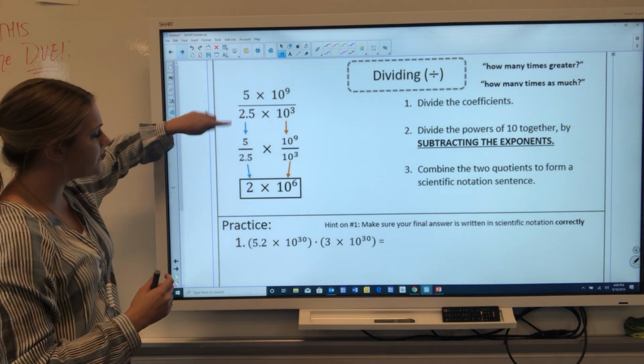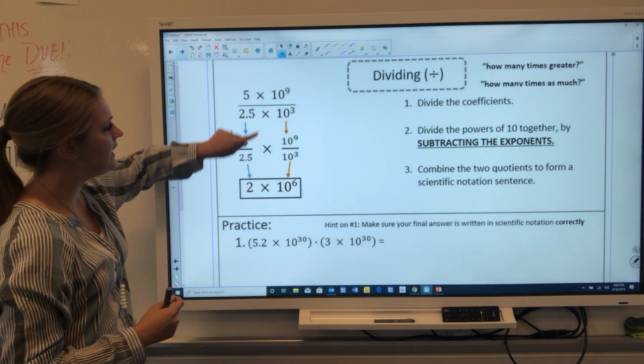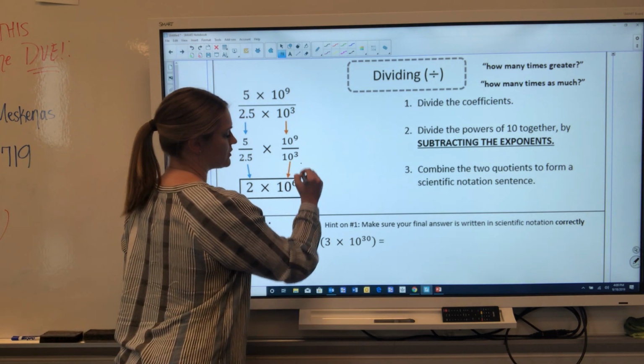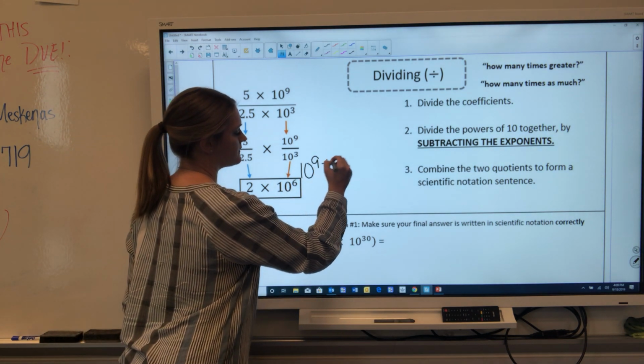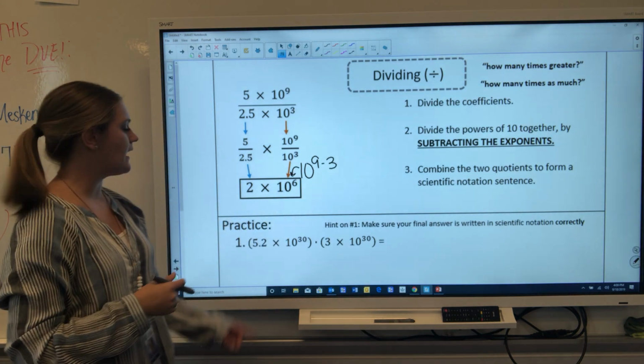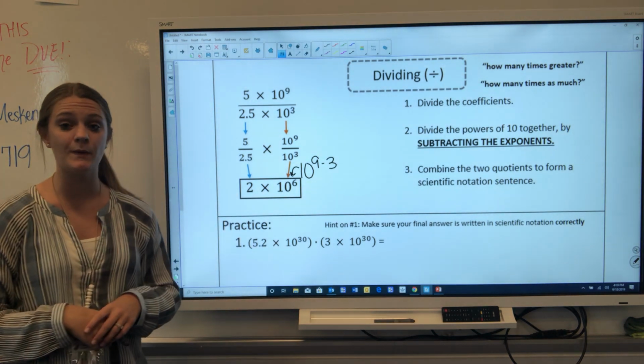We have 5 divided by 2.5, which is 2. 10 to the 9th power divided by 10 cubed. If you need to write, that's your quotient rule. You're going to subtract. And then you have your final statement at the end. That would be 2 times 10 to the 6th power.